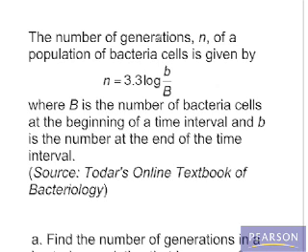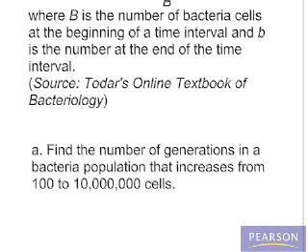The number of generations n of a population of bacteria cells is given by n equals 3.3 times the log of lowercase b divided by capital B, where capital B is the number of bacteria cells at the beginning of a time interval and lowercase b is the number at the end of the time interval.